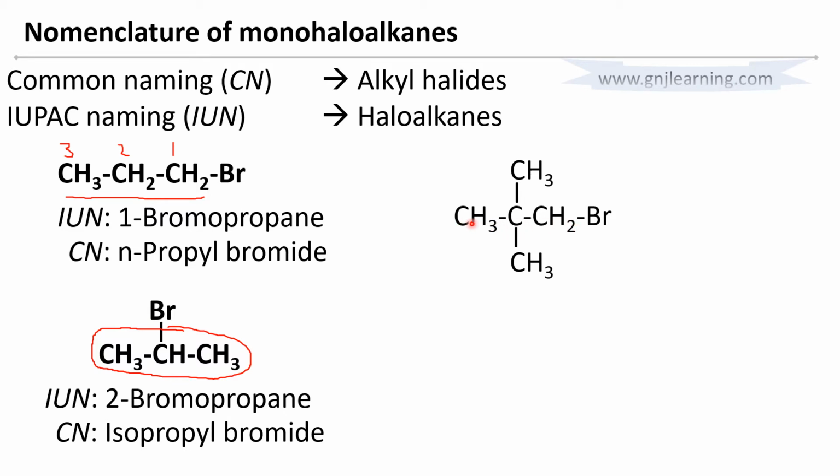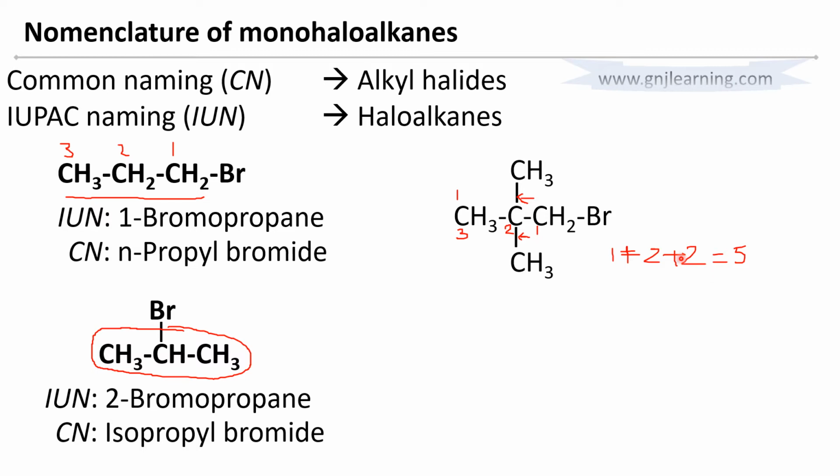So from which direction should I start numbering? If this is the chain that I chose, I should start numbering in a way that the branches get the lowest numbers. So let us see. I'm starting from here, 1, 2, 3, or I can start from here as 1. If I start from here, the branches will be one bromine and 2 methyl branches here and here. So that will be 1 plus 2 plus 2, which is equal to 5.